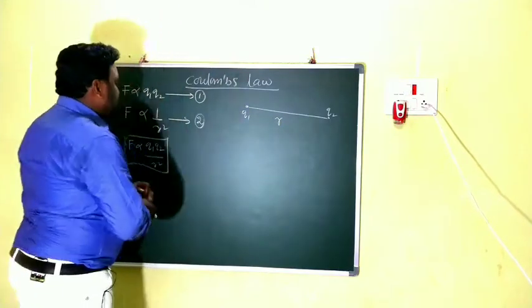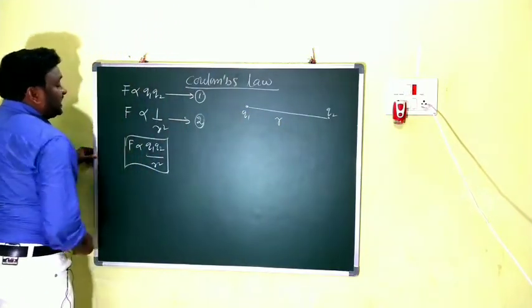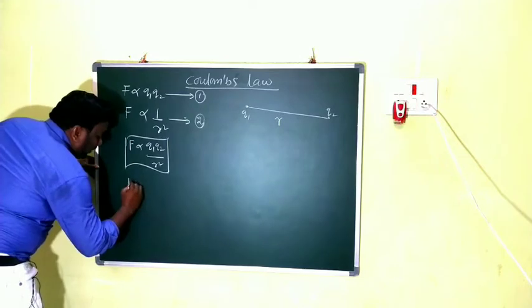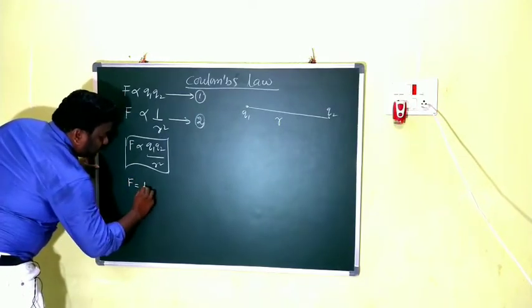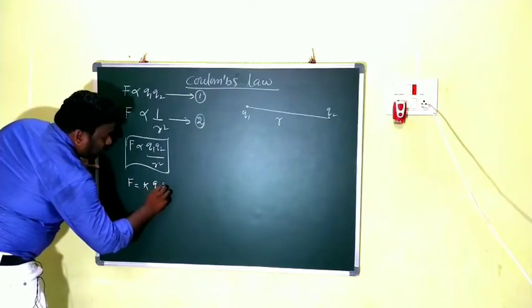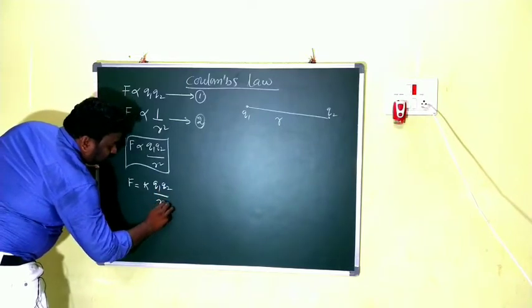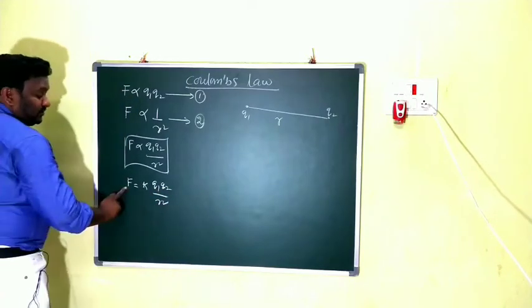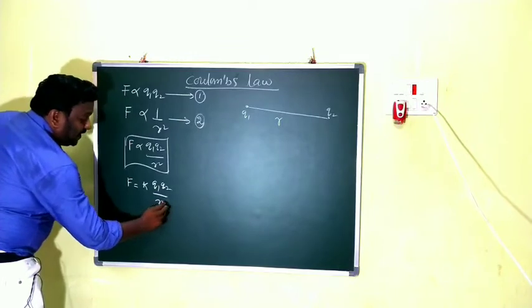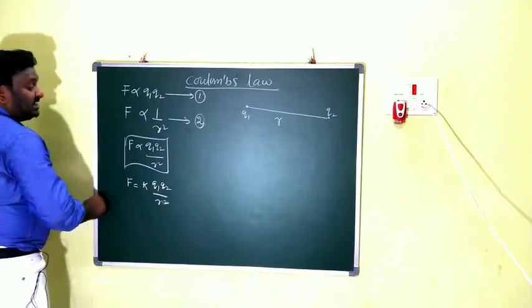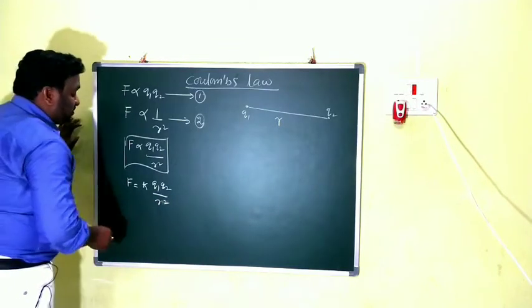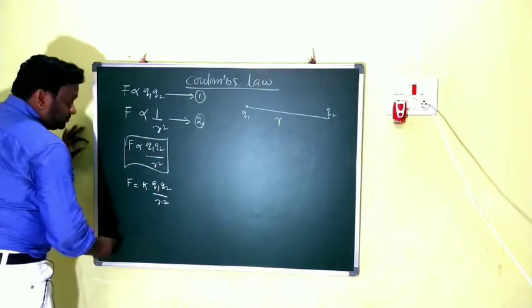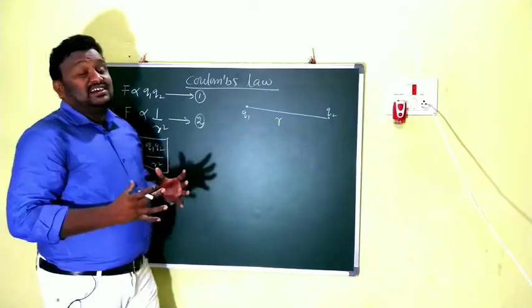In this case these quantities are proportional. To equate them, we use one constant. F is equal to K into Q1 Q2 by R square. Here K is called the electrostatic force constant. K is a constant.